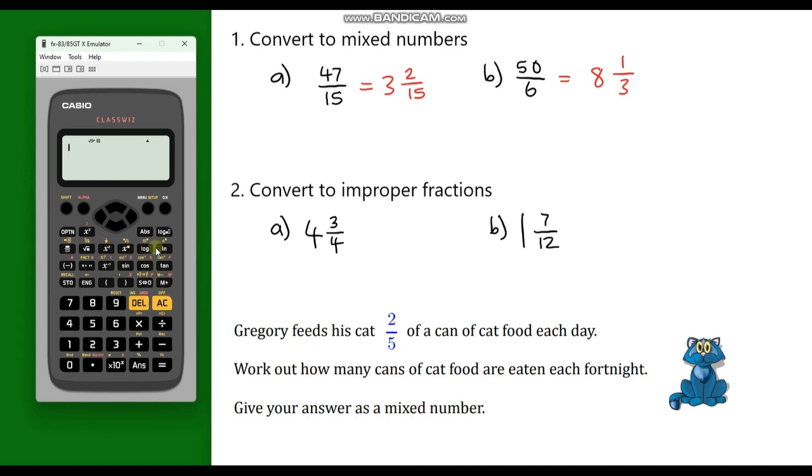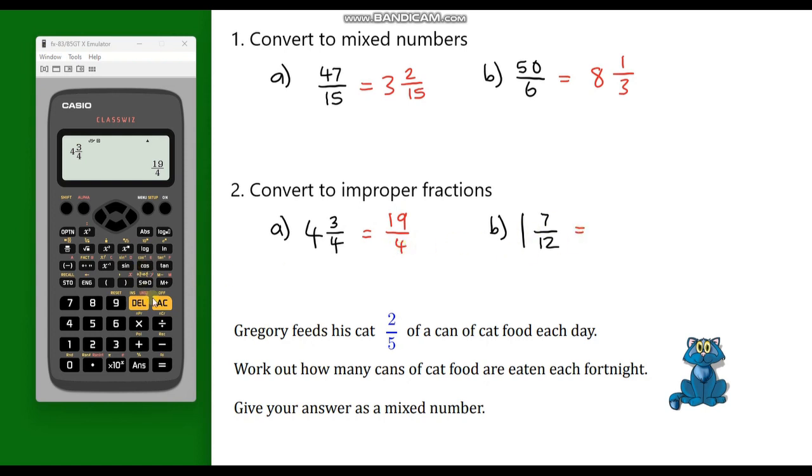So there is a button dedicated to a mixed number, and you can see above the fraction we've got this one here, and that's what you want. So you press shift and then fraction, and you can see it puts it in the right format for us. So we're going to type in 4 for our whole number, go to the right, and it goes into the numerator. We press 3 and then go down, press 4. So that's our mixed number. We just press equals, and it converts it straight to an improper fraction for us. So our answer is 19 over 4.